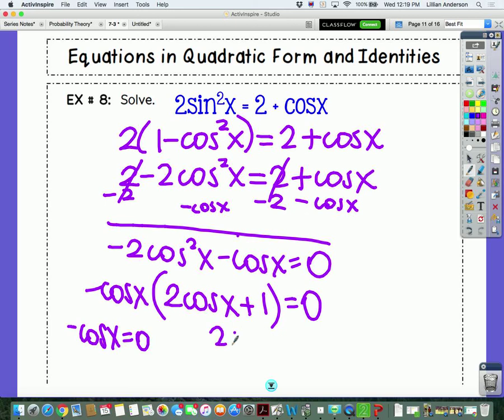What method is this? This is using the quadratic formula and using identities, so the combination of 2 and 1. Oh, 2 different equations. Mm-hmm.